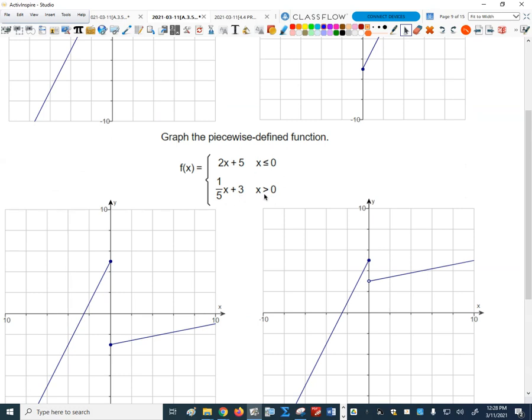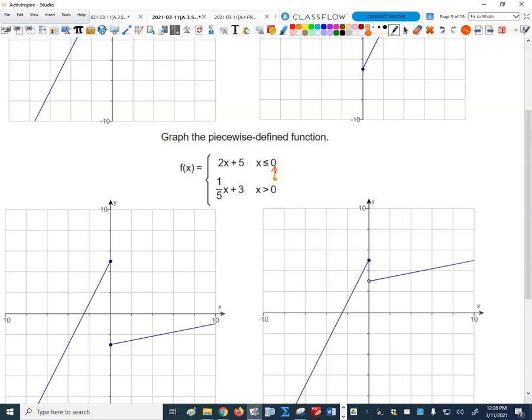Okay, now look at the domains here. We're graphing the top line when x is less than or equal to 0, and we're graphing the bottom line when x is greater than 0. So we can see right away that 0 is the boundary between the two, isn't it? Right? 0 is going to be the transition. When x is 0, that's when we're transitioning between those two lines, right?